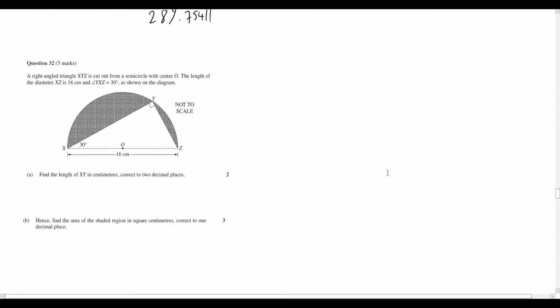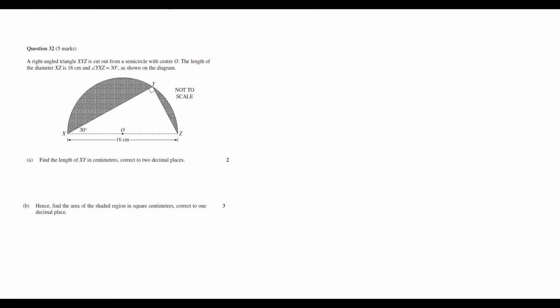Okay, question 32. All right, so lovely little bit of geometry here. A right-angled triangle, XYZ, is cut from a semicircle with center O. The length of the diameter XZ is 16 centimeters, and the angle YXZ is 30 degrees, as shown on the diagram. So, part A, find the length of XY in centimeters, correct to 2 decimal places.